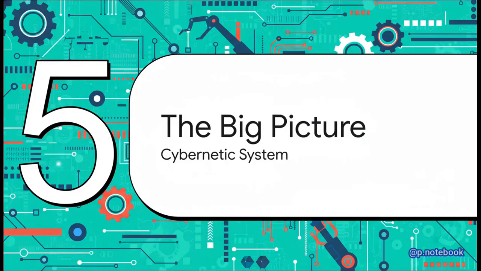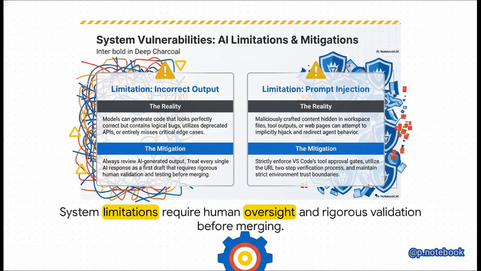Okay, let's take a step back and look at the big picture. When you put all 6 of these pillars together, what you get is so much more than just a chatbot. It's really a complete cybernetic system. Now, let's be real. No system is perfect, and this one is no exception. There are known limitations. The LLM can still hallucinate and write bad code, it can be vulnerable to things like prompt injection attacks, and that's precisely why human oversight is not just important, it's absolutely essential. The ultimate safety net will always be you, the developer, carefully checking its work before anything gets committed.